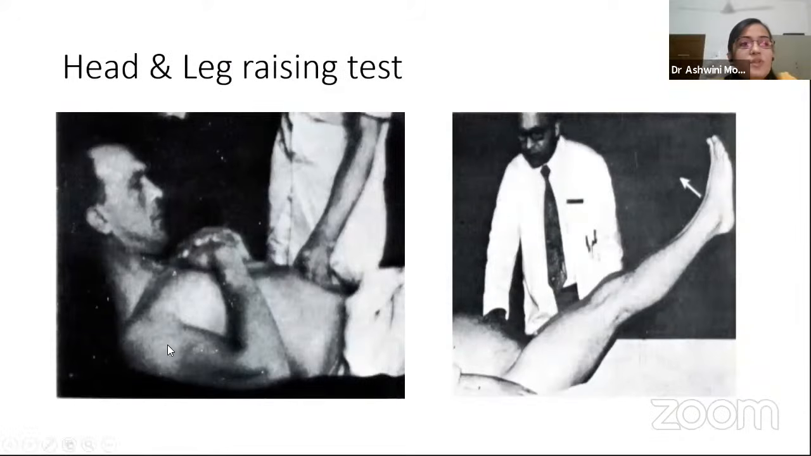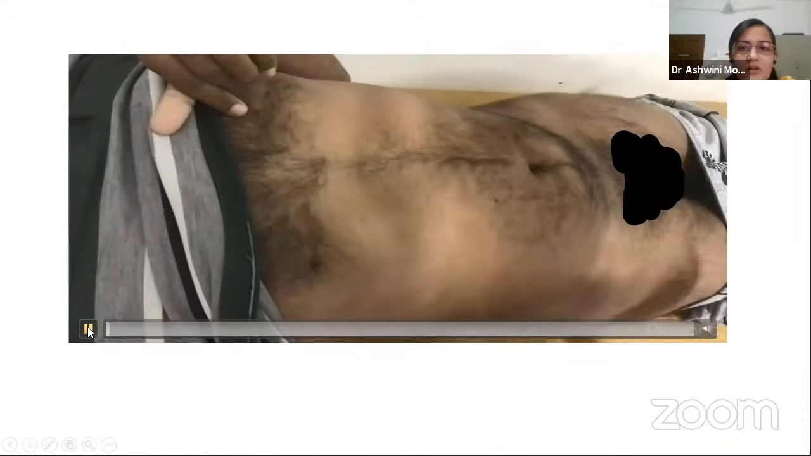So here I have shown the picture of how to differentiate intra-abdominal and parietal swelling. This is the rising test, and this is the Carnett test. In this, the patient is asked to lift up his head, and in this, lift up his legs. This is one video showing the same test.